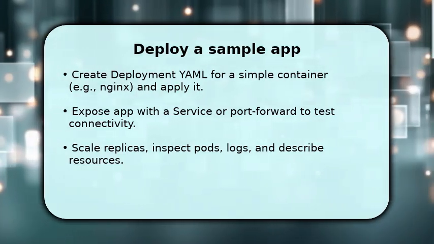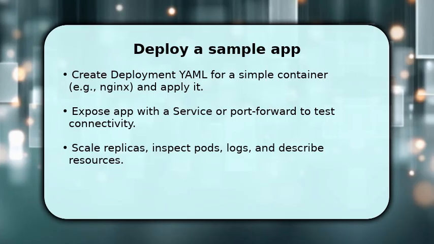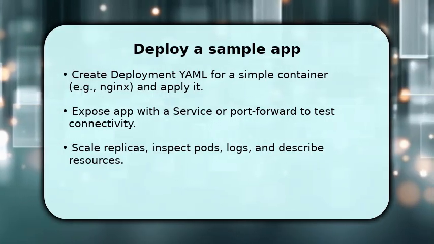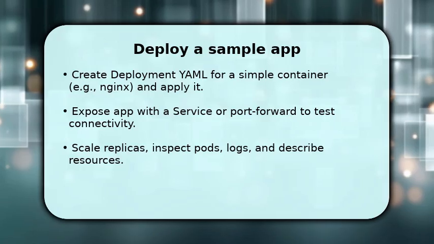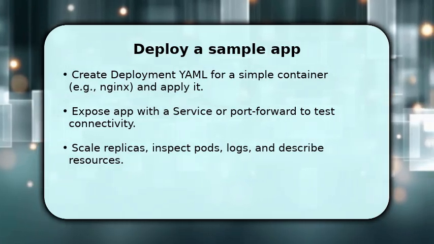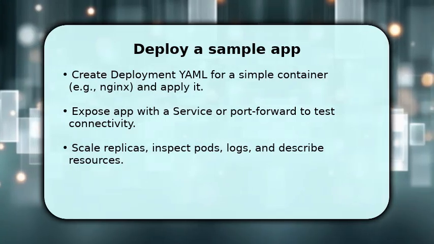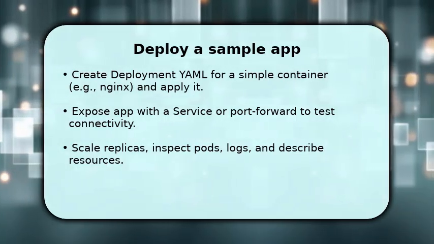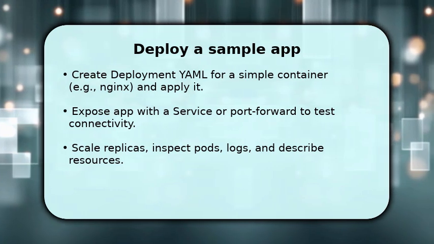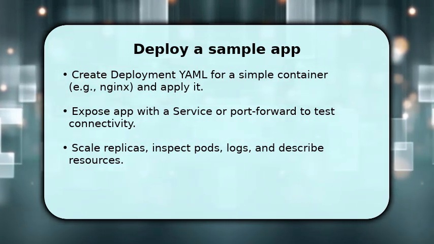Once pods are running, expose the app via a cluster IP service with port forward or a node port to verify HTTP traffic. Then scale replicas up and down to observe scheduling and resource use, and use kubectl get, describe, and logs to trace state changes and understand why Kubernetes reconciles differences.